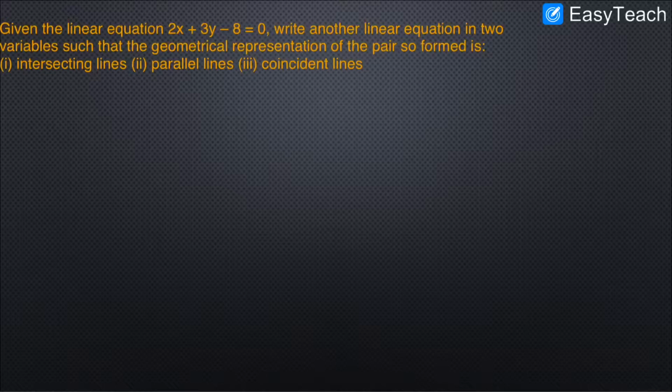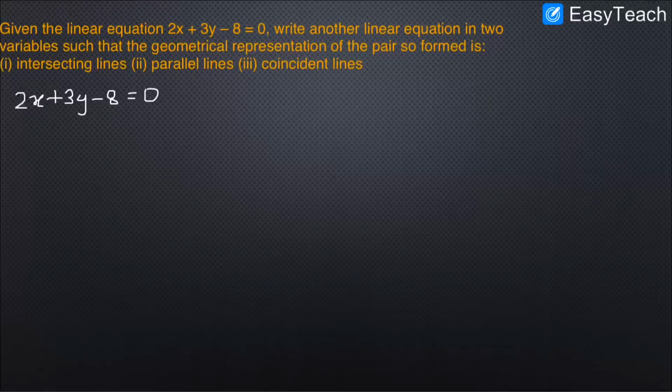So in this problem, one linear equation is given. We are asked to find another linear equation. Here they give three scenarios, which are intersecting lines, parallel lines, coincident lines. Let's solve one by one. First I write the given linear equation.